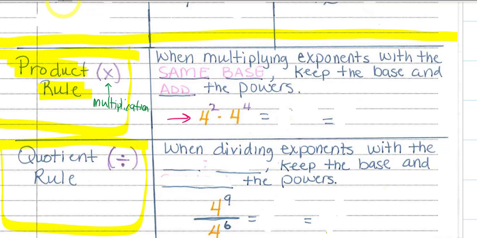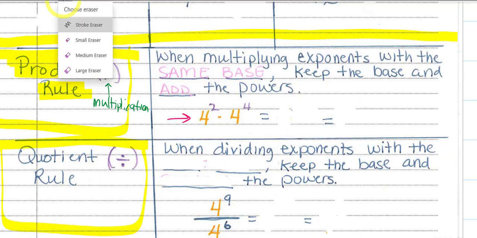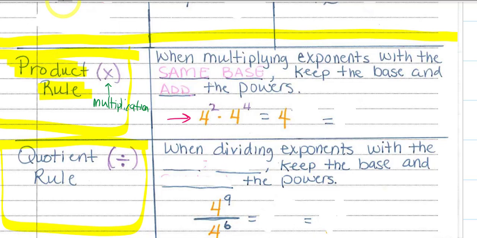So when you have multiplication and the bases are the same, all you have to do is keep the base the same and add the exponents. In this case, I have an exponent of 2 and an exponent of 4. I'm going to add 2 plus 4, and that will give me 4 to the 6th power. So this is an example of the product rule. When my bases are the same and they're being multiplied, you simply add your exponents and keep the base the same.